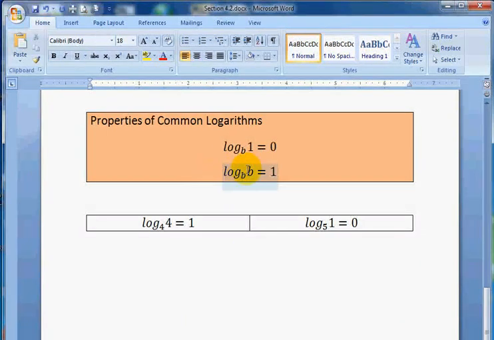Similarly, log base b of b is 1. Again, logs give you exponents. b to the what power is b to the first power. So log base 4 of 4 is 1. Log base 5 of 1 is 0. Look over these properties, work with them. I think you'll find them to be very helpful as you solve the problems in this section.